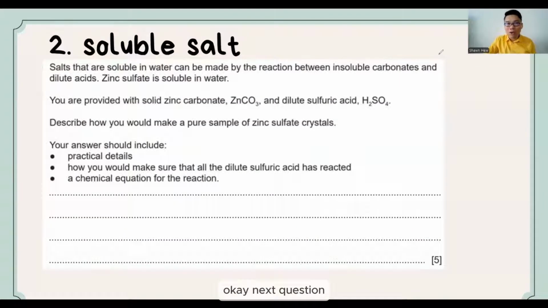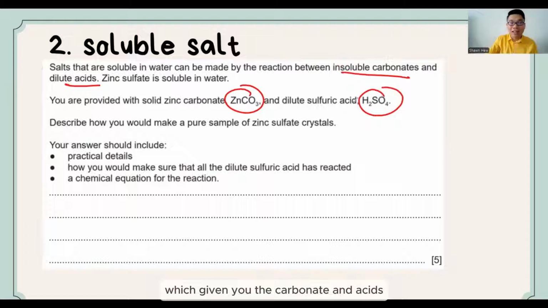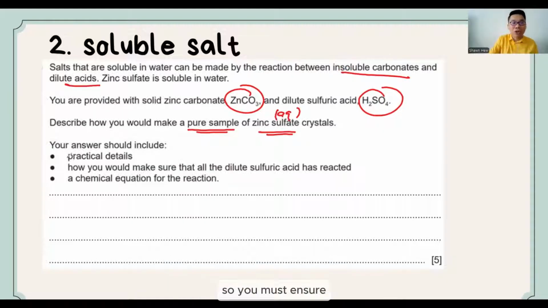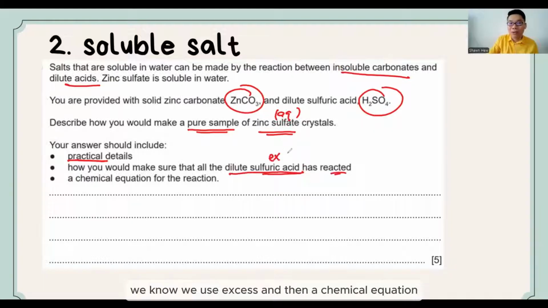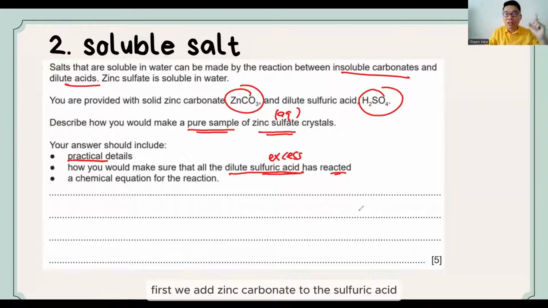Okay, next question. They want to react an insoluble carbonate and acid, which is given to you, and they will form a soluble salt. They ask you how to produce a pure sample of zinc sulfate aqueous. So you must tell me all the practical details and make sure that all the acid is reacted. We know we use excess, and then a chemical equation. So let's go. First, we add zinc carbonate to the sulfuric acid.